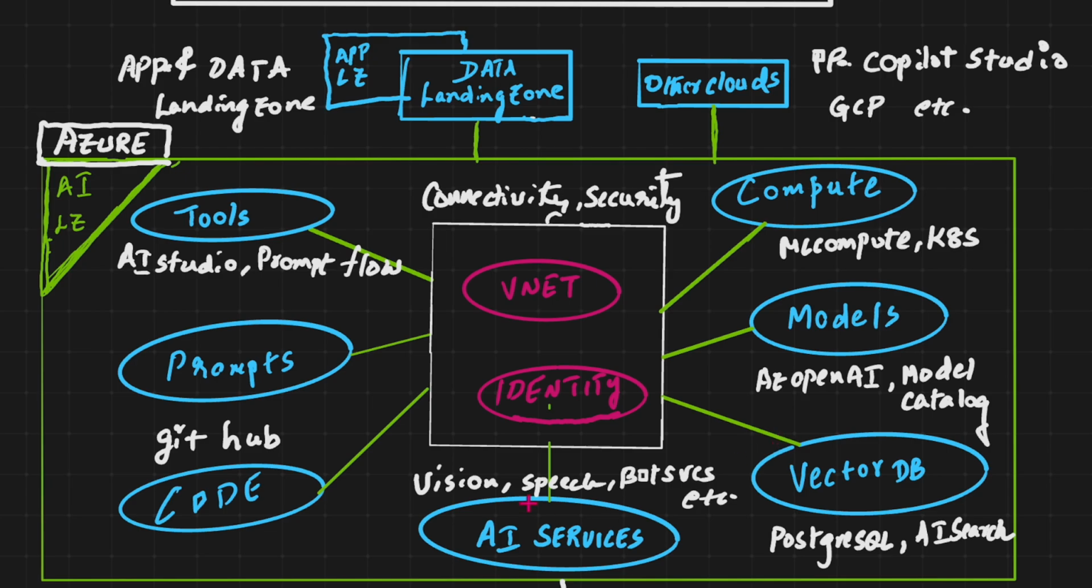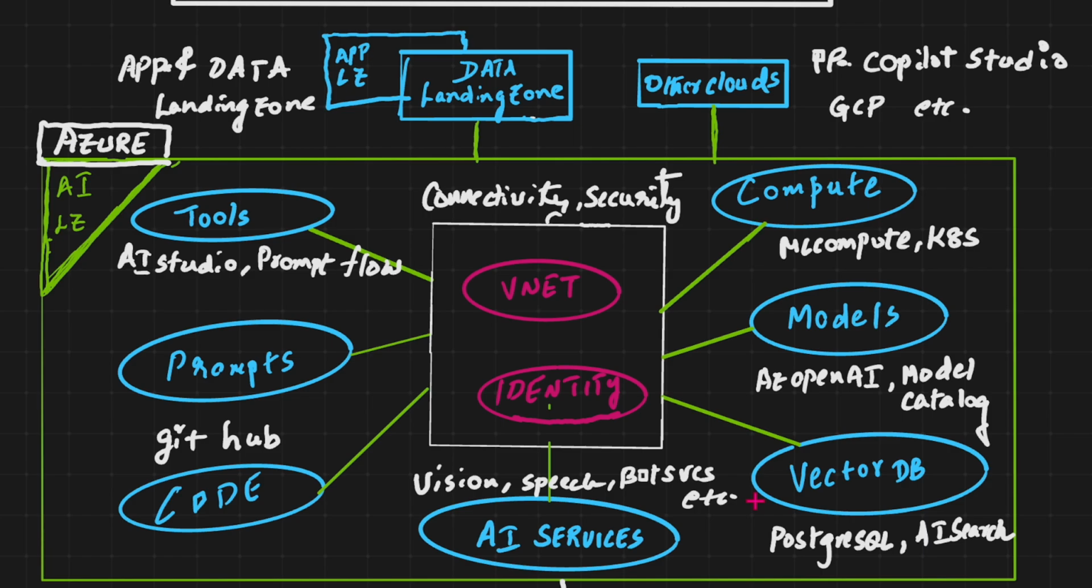Also, you have a bunch of AI services such as vision, speech, bot services, etc., that go along with the large language models in order to, let's say, create a chatbot or to create an intelligent vision API or an intelligent speech API. And those services are definitely part of something called Azure AI services, and you do need them along with any large language models or small language models.